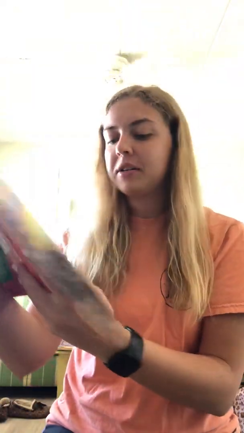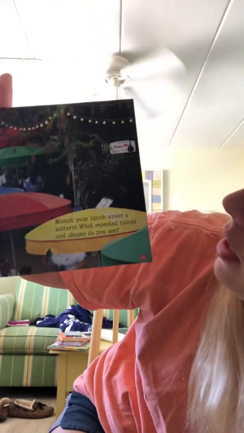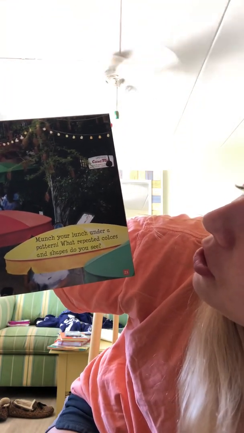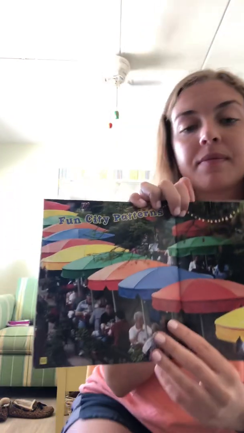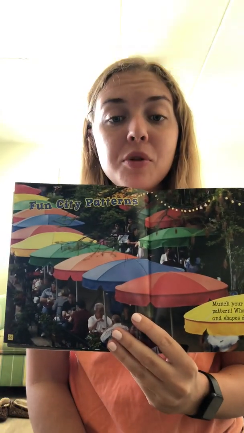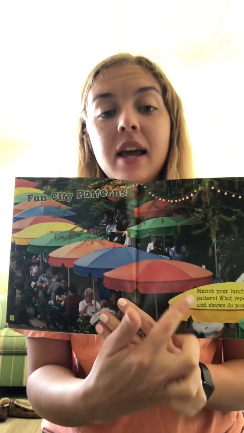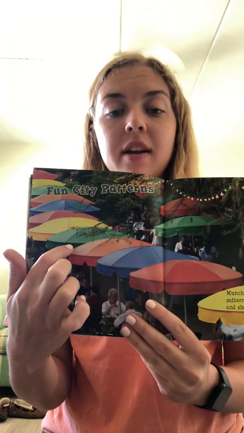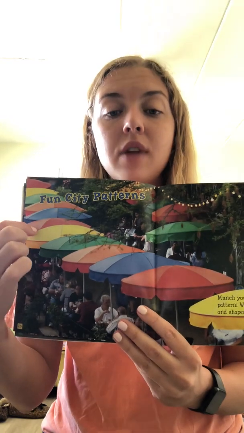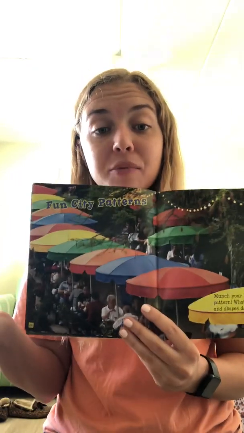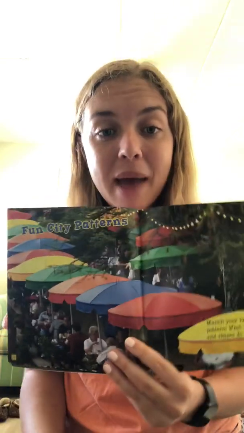Fun city patterns. Munch your lunch under a pattern. What repeated colors and shapes do you see? Wow, I see a pattern of colors in the umbrella. Let's go through the pattern to see if it makes sense. Yellow, red, blue, orange, green. Yellow, red, blue, orange, green. The colors of the umbrellas repeat. That means it's a pattern.